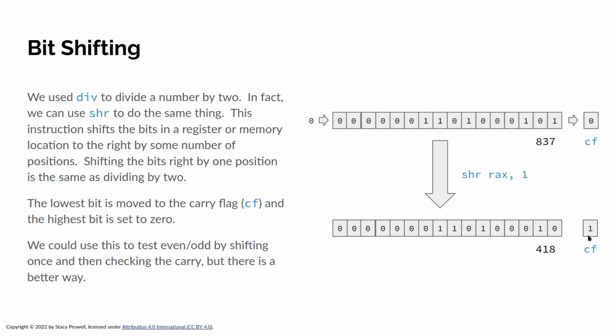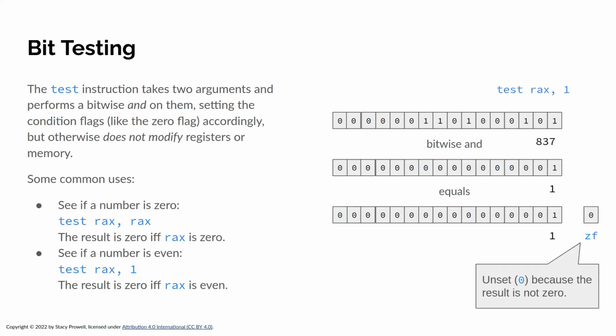We can check the carry flag. That's going to be 1 if the original number was odd, and it's going to be 0 if the original number was even. Great. So that's one way to do that. There's actually a better way to test if the number is odd or even. And you'll see this in programs quite a bit. It comes up a lot.